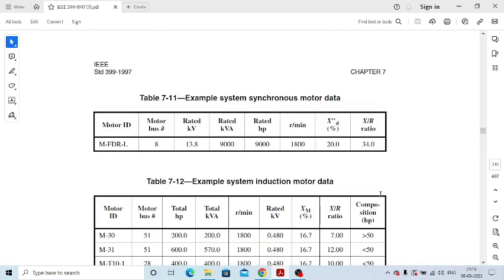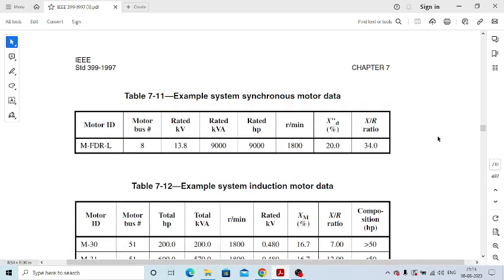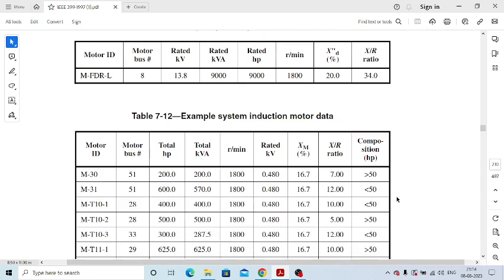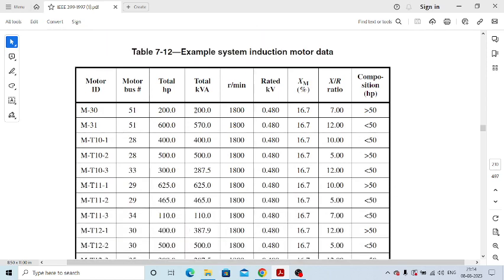About the synchronous motor, we need the motor rating in kVA or HP. Then Xd double dash, that is the subtransient reactance for the motor, and the X by R ratio. Similarly for the induction motor, the same values: power rating in HP or kVA, then the reactance value, Xm, meaning the motor reactance, and the X by R ratio.